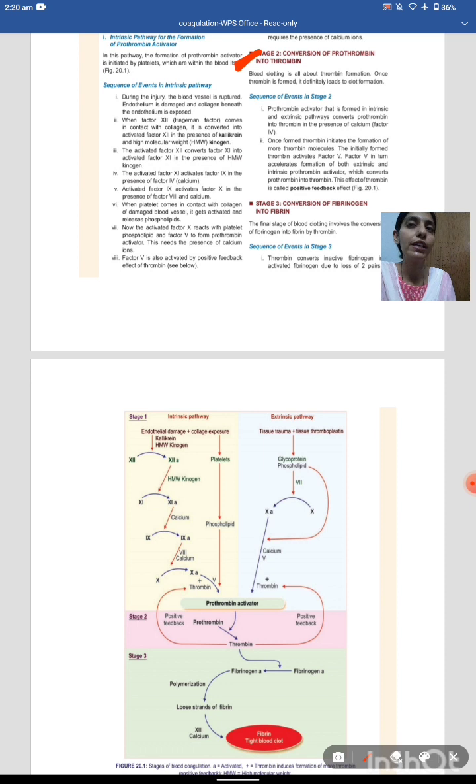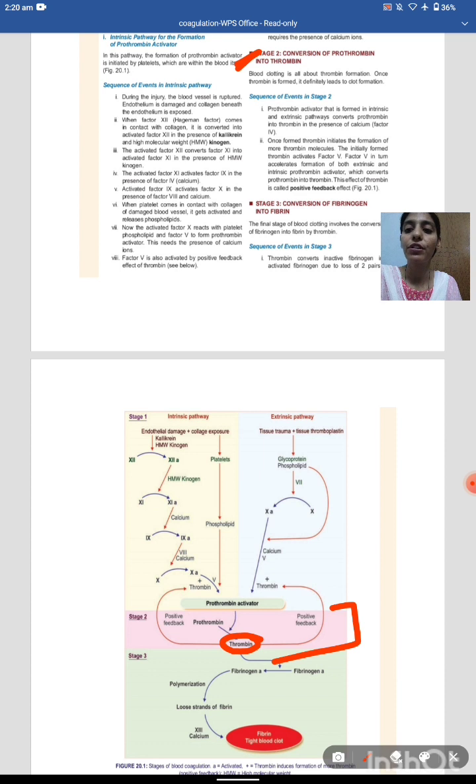So blood clotting is all about thrombin formation. Once thrombin is formed, it will definitely lead to clot formation. So for the formation of thrombin, let's see some sequences. First, the prothrombin activator that is formed in the intrinsic as well as extrinsic pathway converts prothrombin into thrombin in the presence of calcium, right?